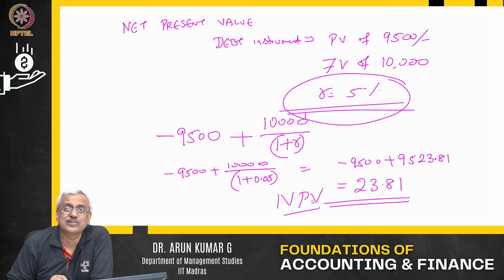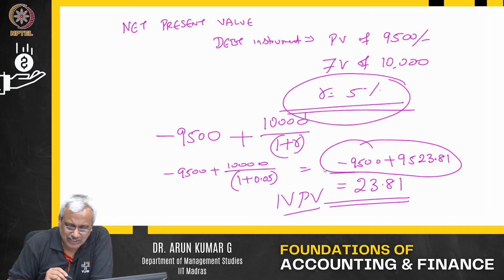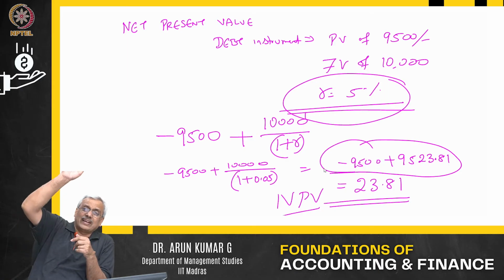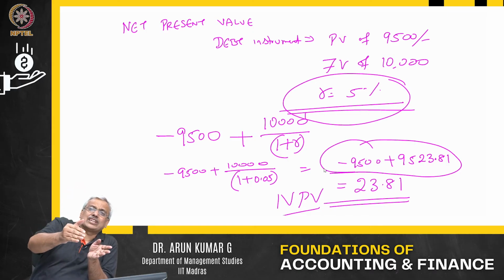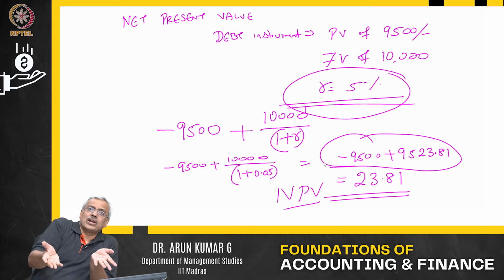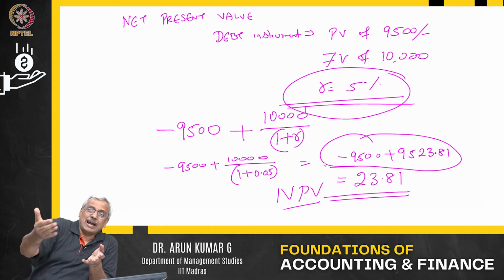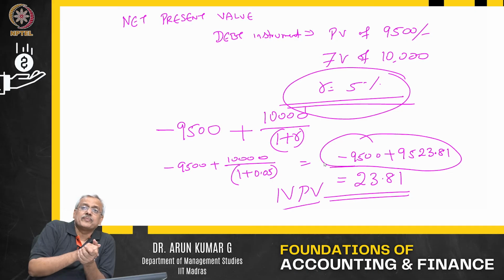Net present value is nothing but the difference between the present value of the cash outflow, which is the money that is going out, and the present value of the cash inflow, that is the future expected cash I am going to get, discounted to the value as of today. The difference between that is NPV.